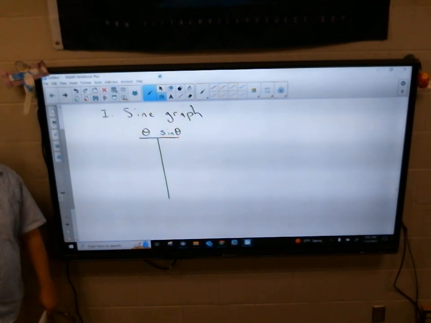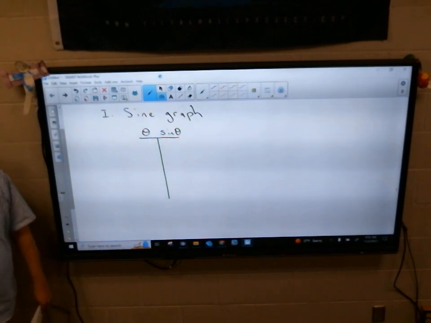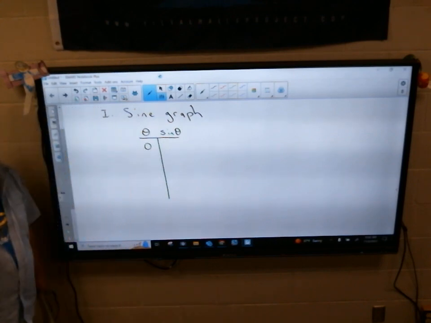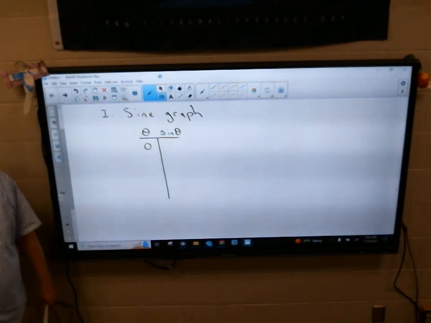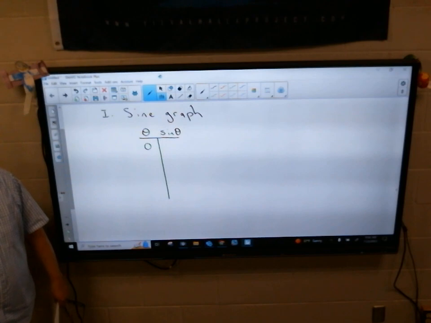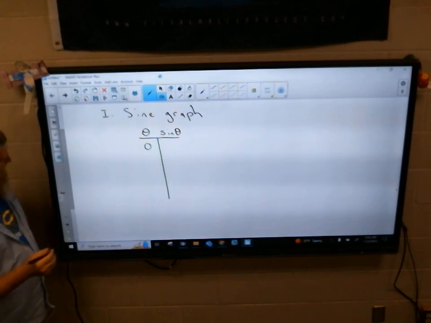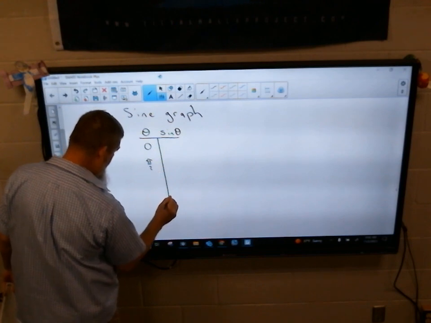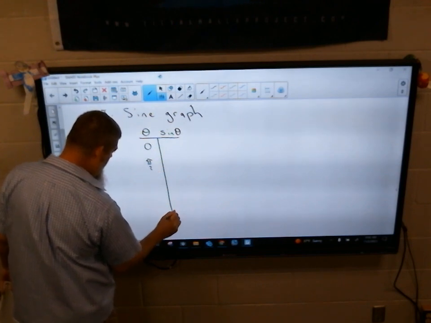Where are those 5 key points? I'll give you a hint. We call them quadrantals. Second hint. The first one's 0. What would the next one be? 90. Okay, give me radians. Pi over 2. Pi over 2. Okay? And then give me the third one.